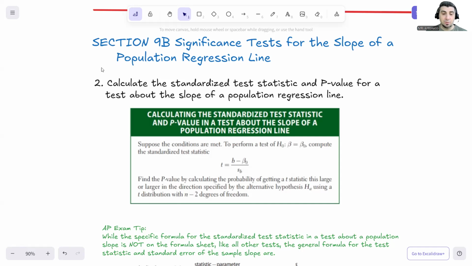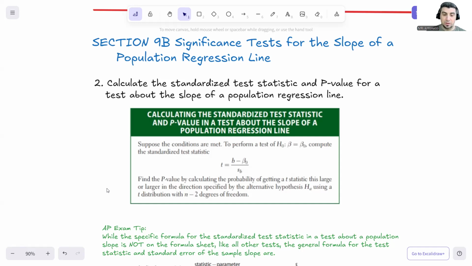Now, if the conditions are met, we suppose the conditions have to be met for this to work, we want to perform a test so we compute the standardized test statistic t, which is b minus beta divided by the standard error of beta. So then we find the p-value by calculating the probability of getting a test statistic this large or larger in the direction specified by the alternative hypothesis using a t-distribution with n minus 2 degrees of freedom.